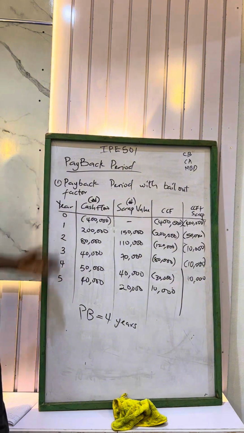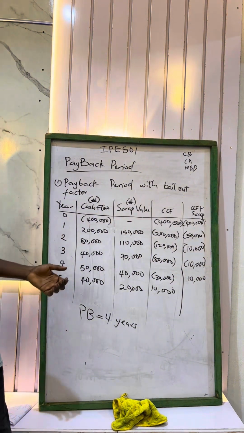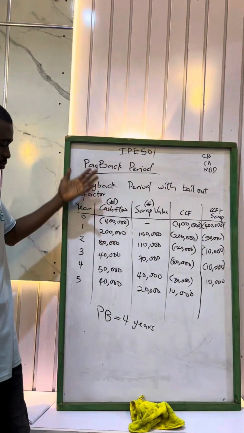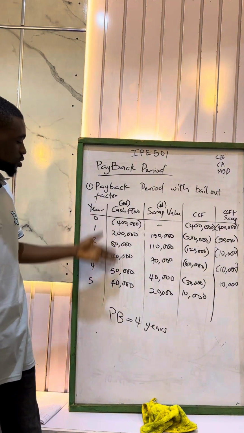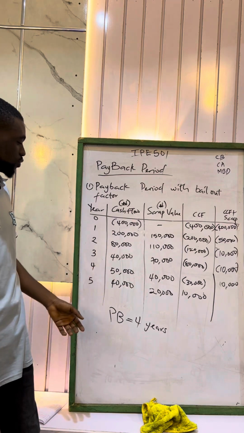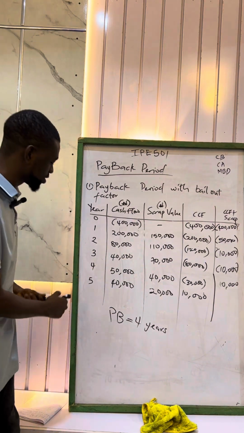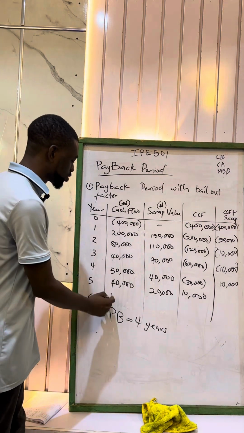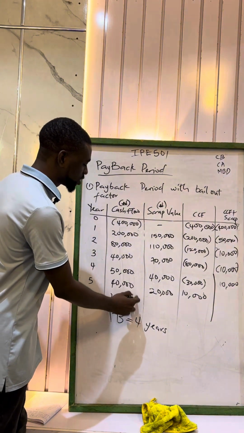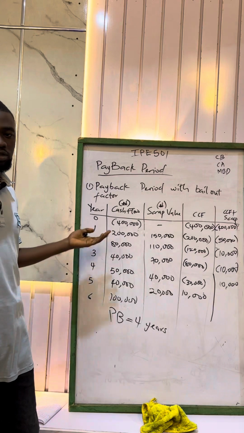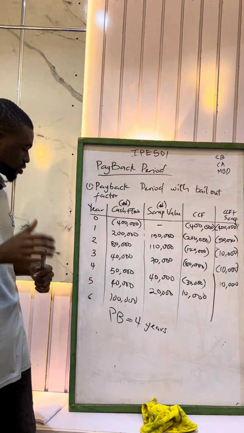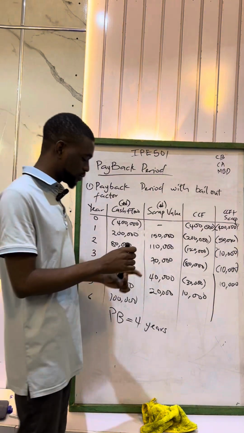And what are the limitations of this payback period? It does not consider the time value of money, and it does not take consideration of the total cash flow. Probably in the 6th year of this project, you are going to make an additional gain of 100,000. It's not a concern in your payback period. Once you've gotten your capital back, it's the end of the whole project duration. So that's all on payback period.